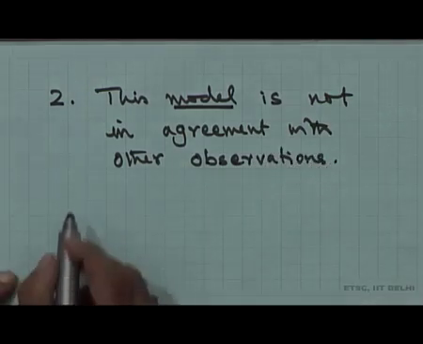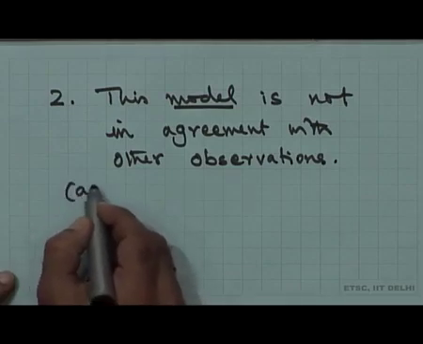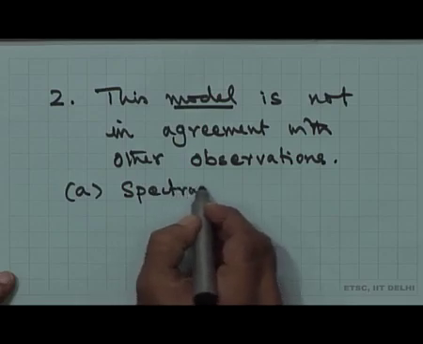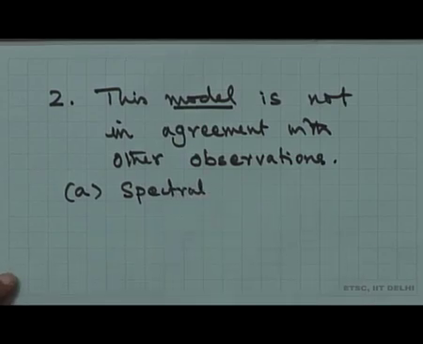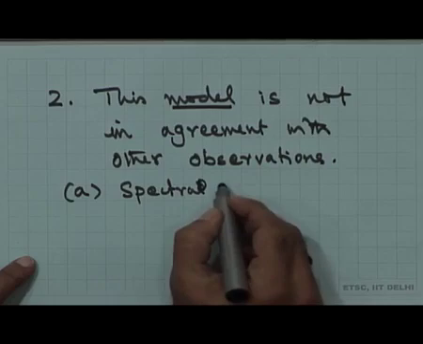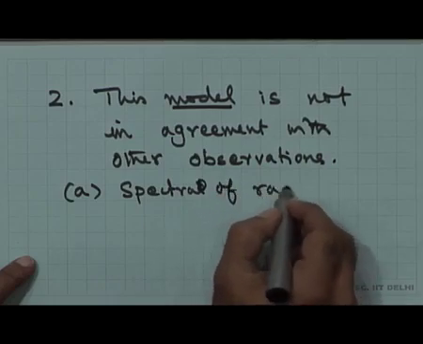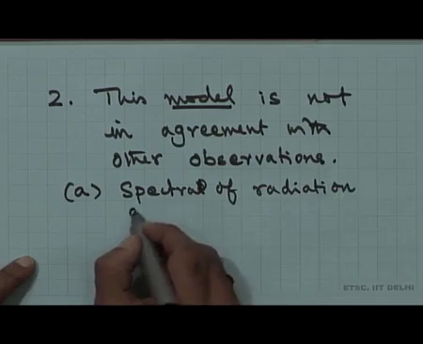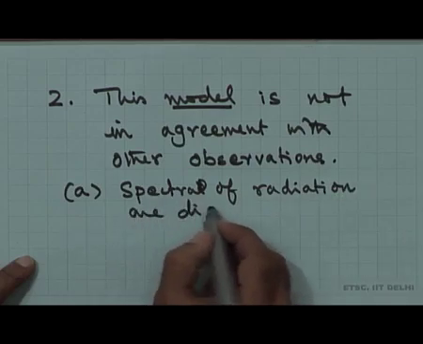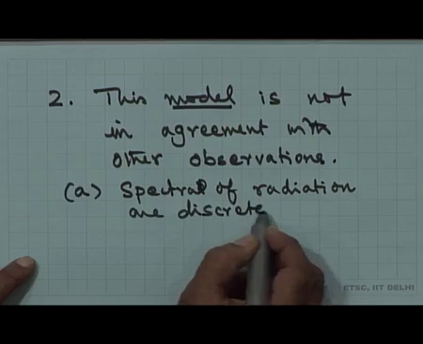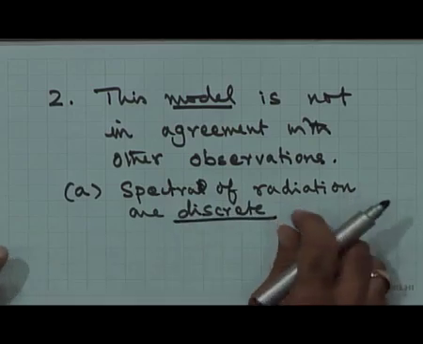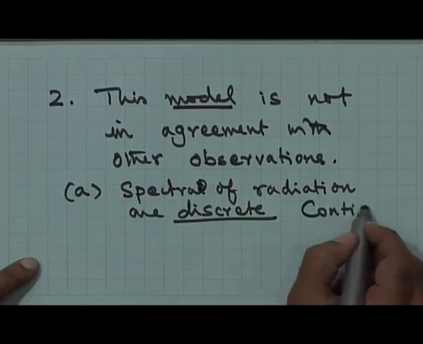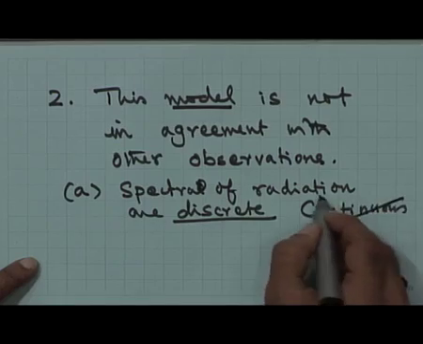What are the other observations? Number A, spectral lines, spectra of radiation are discrete, as we saw, but classical theory predicts it should be continuous. So it is not continuous. It is not continuous.